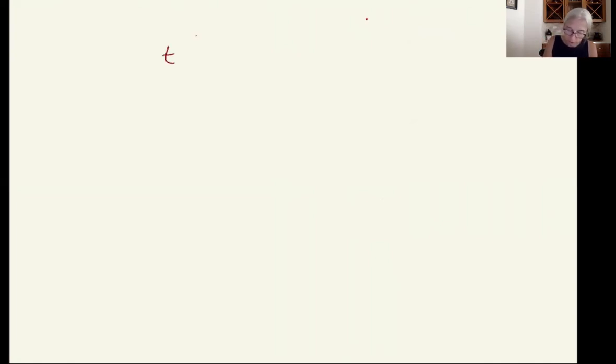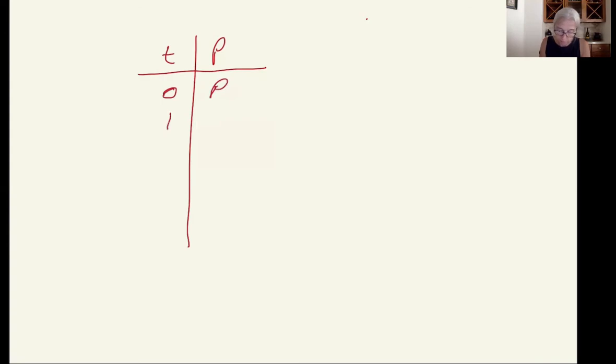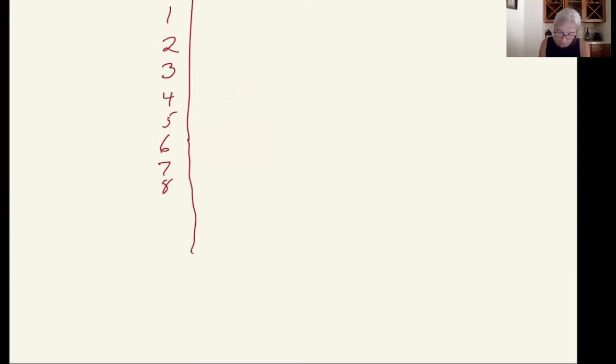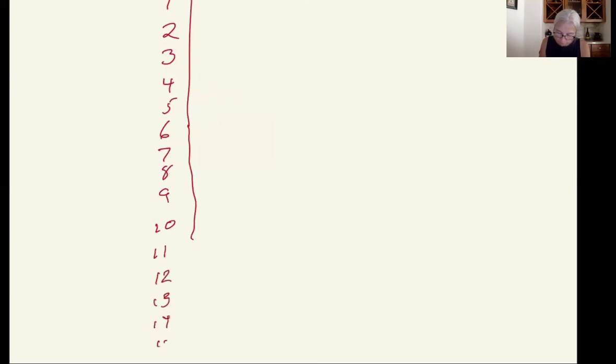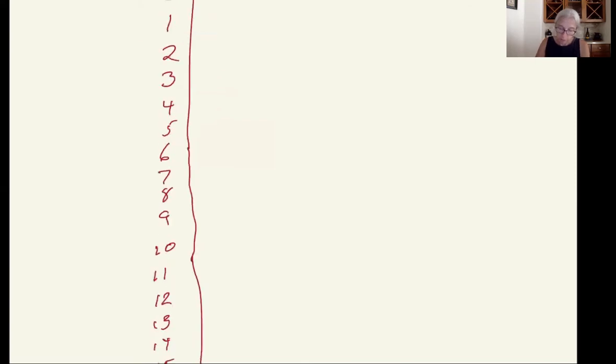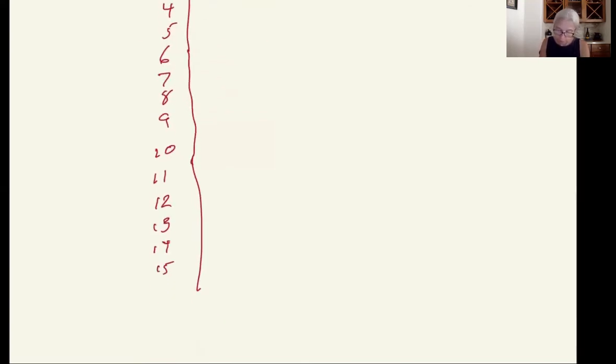So if I have T for the number of years and P for the population, in year 0, I have some number. It doesn't even really matter what that number is. I'm just going to call it P. 1 year later, I'll have some more. 2, 3, 4, 5. I'm going to go all the way down to 15. And so whatever the population is in year 0, in year 15, 15 years later, the population is going to be double that, or 2 times that.